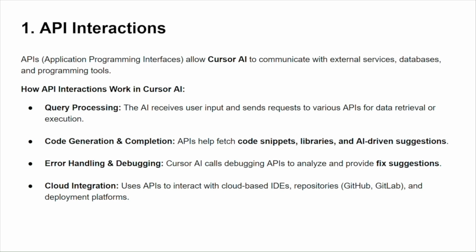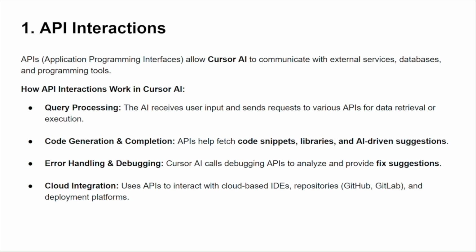APIs fetch relevant code snippets, libraries, or AI-driven suggestions from cloud-based models like Claude 3.5, 3.7 Thinking, OpenAI Codex, etc. And third is error handling and debugging. If there is an error, Cursor AI interacts with debugging APIs to analyze and suggest fixes in real time. Cloud integrations: it also integrates with cloud platforms like GitHub, GitLab, and AWS to access repositories and manage deployment.